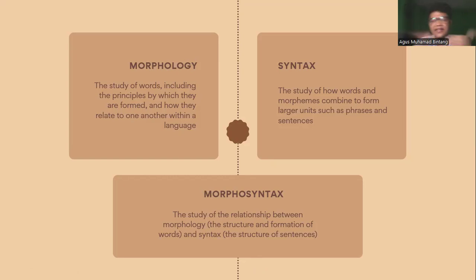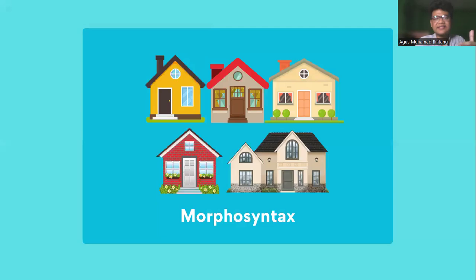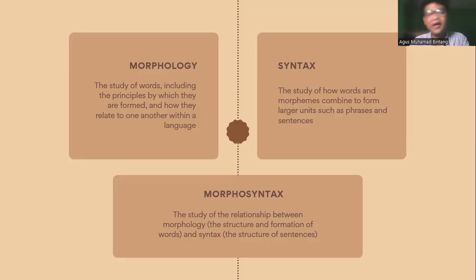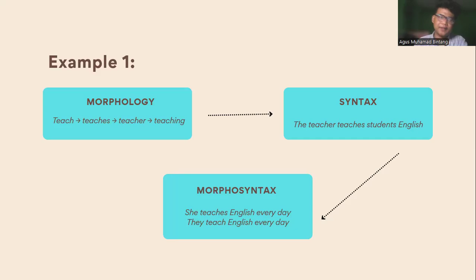That's why in morphosyntax, we can see from the analogy before that the houses have different styles, like some houses with the color pink, some red, and others like that. They are different, but they are mixing together. Okay, let's move to the examples.